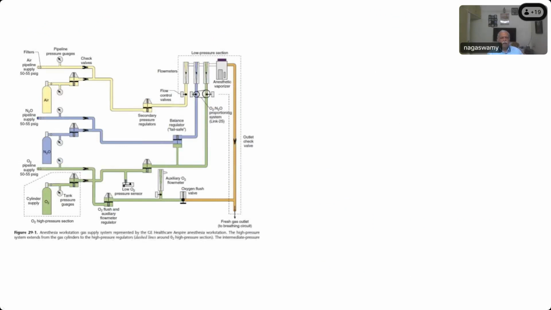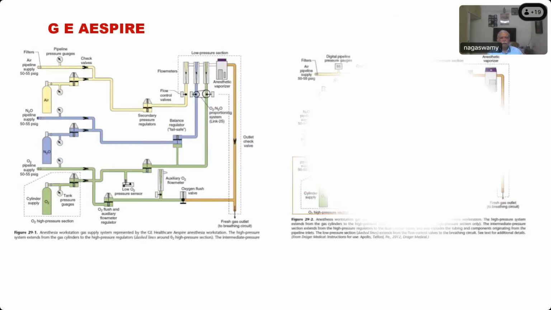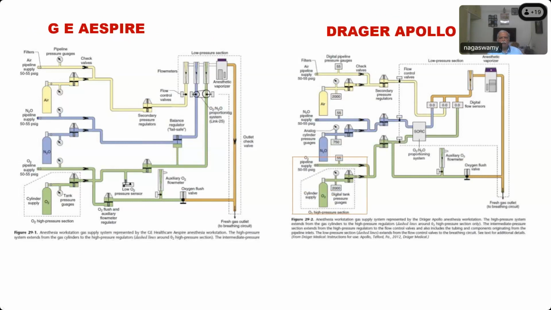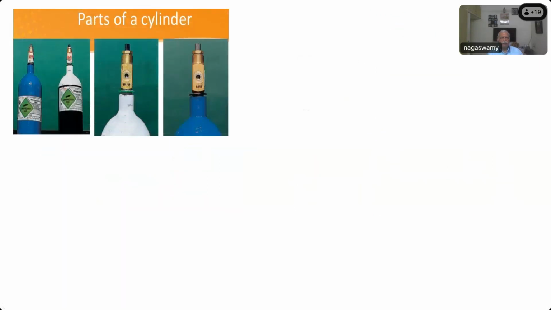And this is the diagram of the GE Aspire, and this is the diagram of the Draeger. I'm not going into all that. Now this cylinder parts is another common favorite question of all the examiners. What are all the parts in this cylinder you can see? This is called the valve block, this is the valve head which you try to open, this is the gas outlet, and these are the pin index holes.